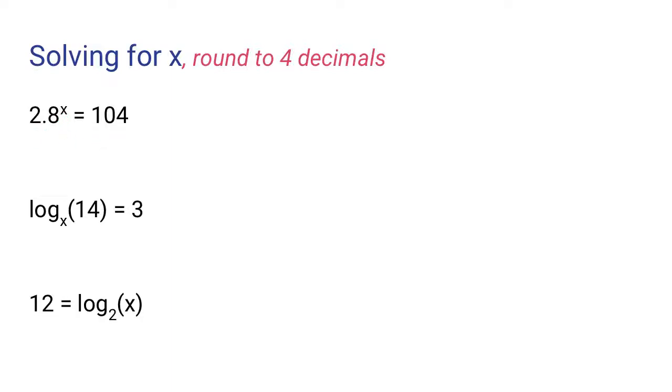That's unlikely something that you know off the top of your head. And this is the very reason why we have logs to be able to solve, because if x is in the exponent, you're going to use them. So what we're going to do is take that base of 2.8 and use it as an inverse of that exponential equation.